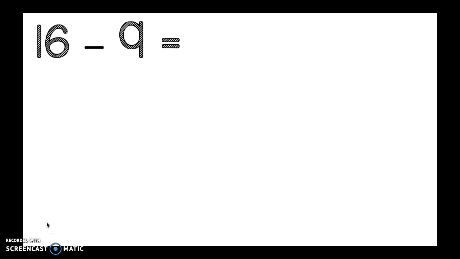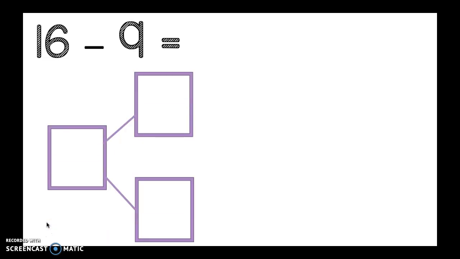For this one, we're going to do 16 minus 9. Can you go ahead and set up your number bond? What would that look like? We're going to be looking for a hidden 10 in there as one of the parts. After you filled in your number bond, go ahead and press play so you can check it with mine. Okay, is your number bond all filled in? Let's see what you got.